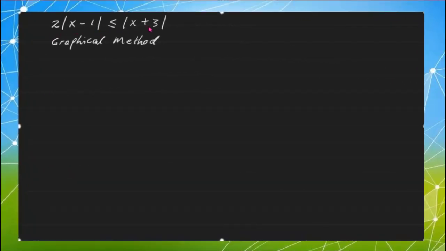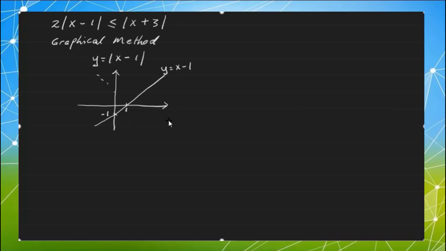Now I try to solve the same modulus inequality by using the graphical method. First, I am going to sketch the graph of y equals modulus x minus 1. Now I start the graph from y equals x minus 1, which is without modulus. So the y-intercept is negative 1, x-intercept is 1. Then the part of the graph which is below the x-axis must be reflected up by using the x-axis as the line of reflection. So this part of the graph, we label it as y equals negative x minus 1.